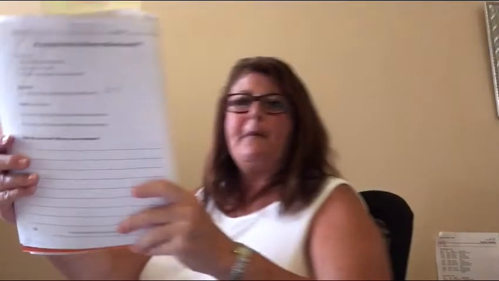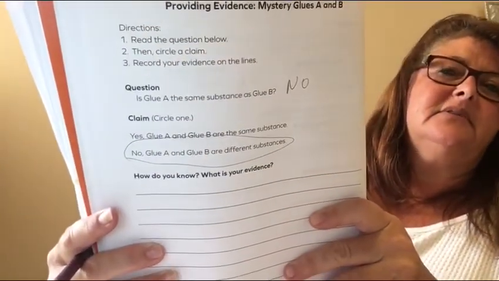What do you think? Nope, because they have different properties, right? Rebecca already said they have different colors. So the question, is glue A the same substance as glue B? No, right, N-O. Claim, circle one. Yes, glue A and B are the same substance. No, glue A and B are different substances. Circle no. They are not the same substance.